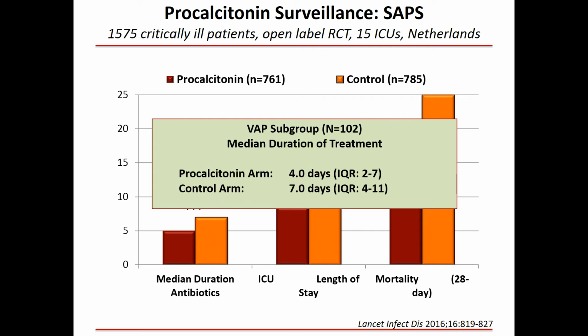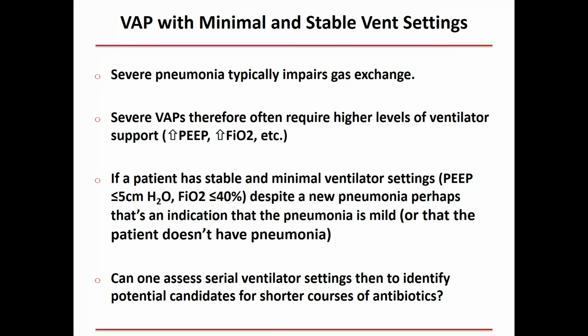And then the third strategy in terms of an approach to decreasing duration of antibiotics was just published recently. This was looking at the patient's ventilator setting as a potential clue as to when it might be possible to stop antibiotics. And the thinking behind this study was as follows. Severe pneumonia typically impairs gas exchange, and a severe VAP therefore ought to be associated with higher levels of ventilator support, a requirement to increase the PEEP or the FiO2 or whatever the case may be.